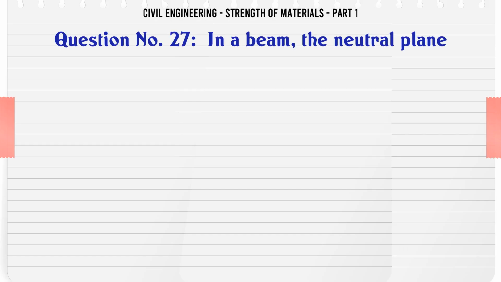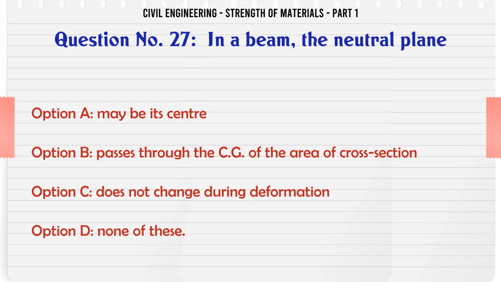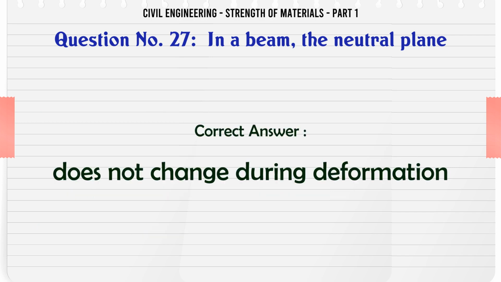In a beam, the neutral plane A. may be its center, B. passes through the CG of the area of cross-section, C. does not change during deformation, D. none of these. The correct answer is does not change during deformation.